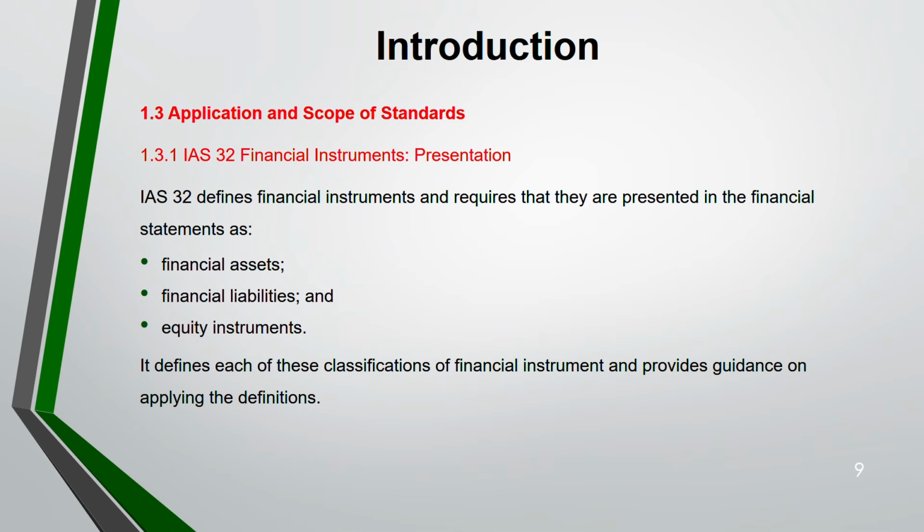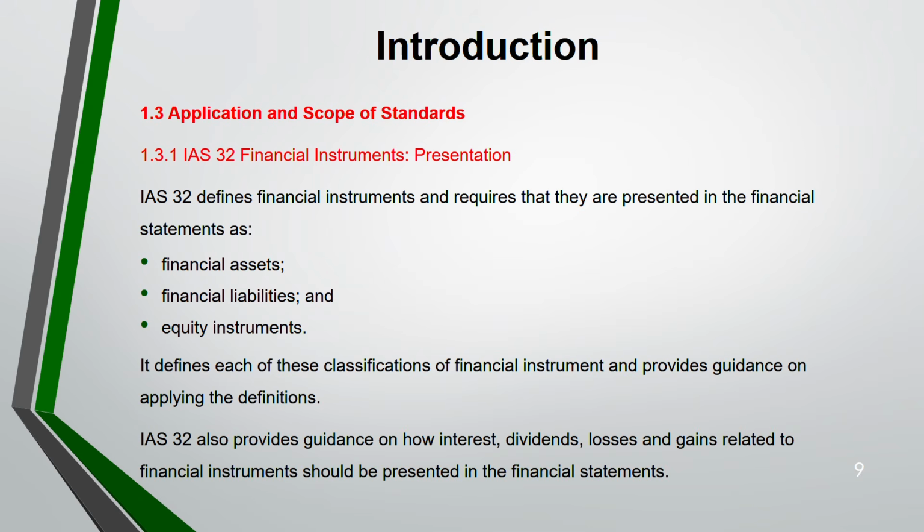Remember, based on your classification only comes your measurement, recognition, and disclosure. If your classification goes wrong, that means presentation goes wrong, everything else will go wrong. That's why at this stage you have to be very careful. Not only financial asset, liability, equity, IAS 32 also gives you guidance on how to deal with interest, dividend, losses, gains.